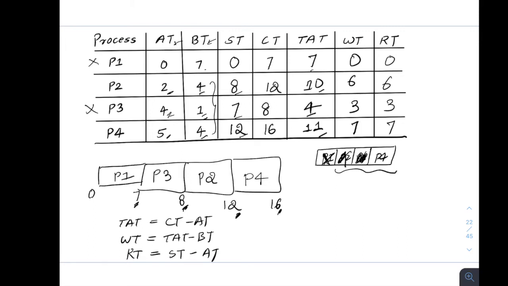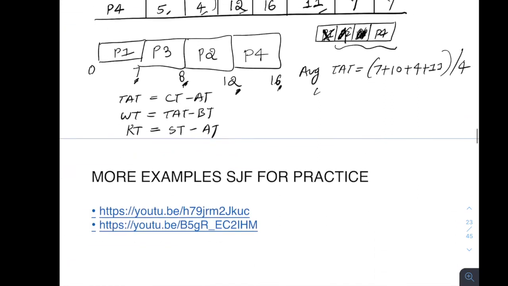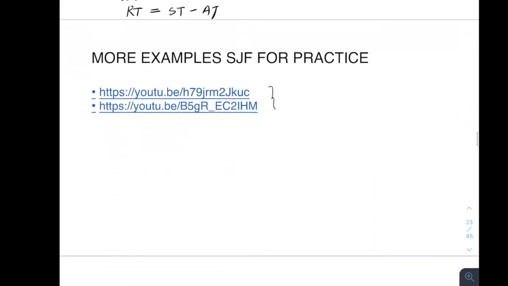So basically for your average, I will just give one example. Average TAT will be equal to 7 plus 10 plus 4 plus 11 by 4. Similarly, you can do average WT and average RT. Similarly, you can calculate the utilization and throughput here if you want. And of course, find more examples to practice on SJF.